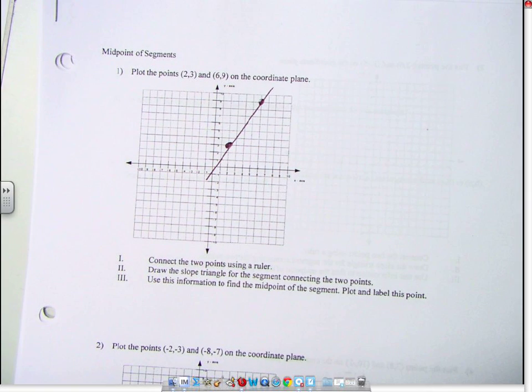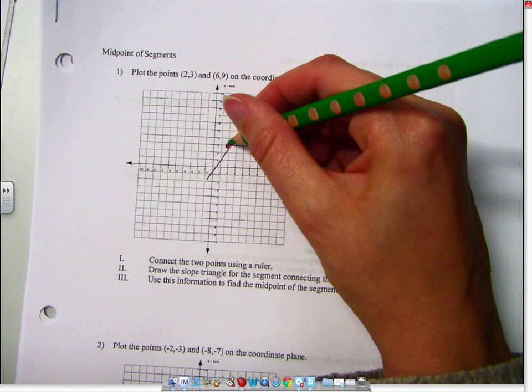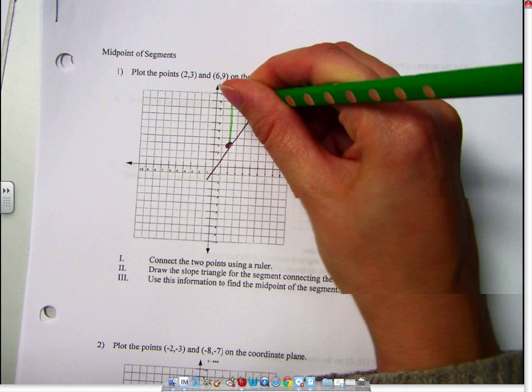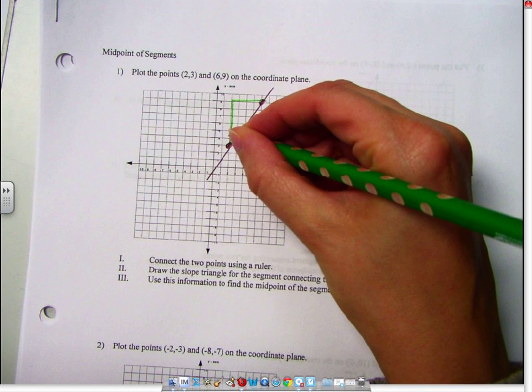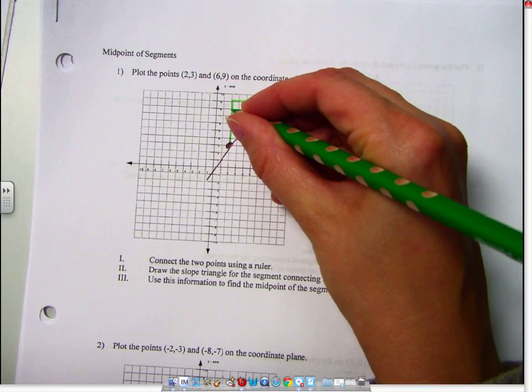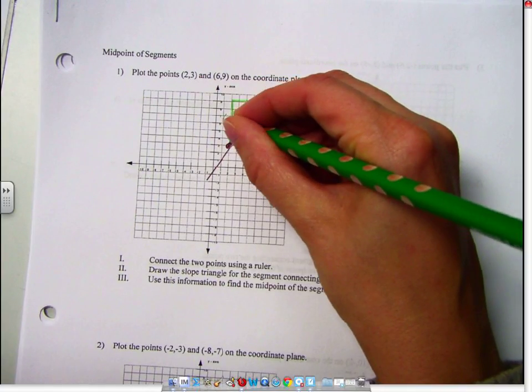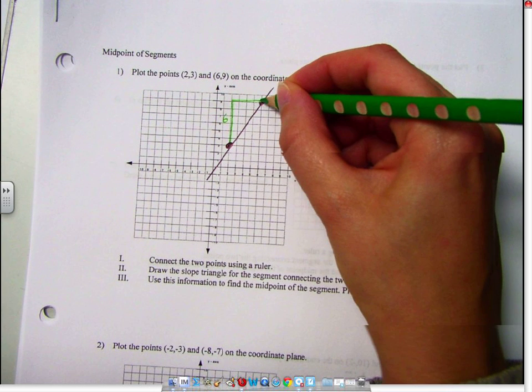This is when we need to get out a colored pencil, okay? So I'm going to take a colored pencil, and I'm going to see how much it goes up and how much it goes over. So I went up 1, 2, 3, 4, 5, 6, and I went over 1, 2, 3, 4.